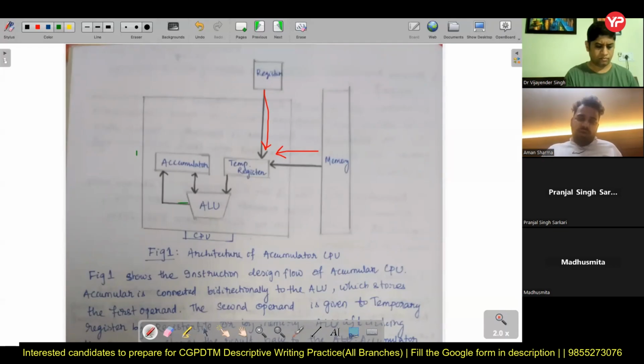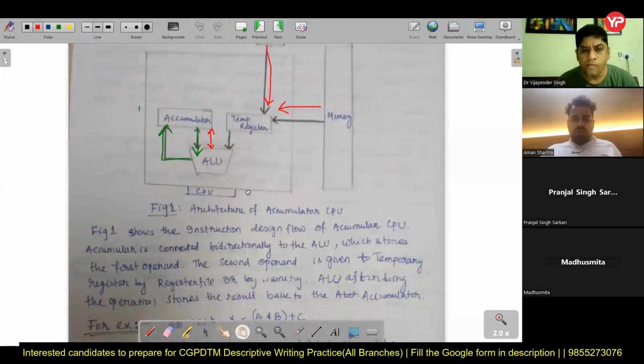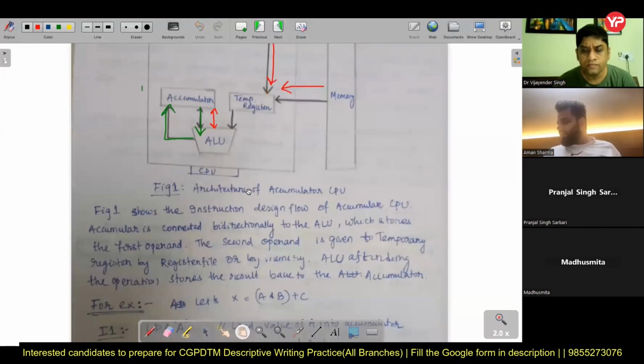Sir, so yeah. Then why are you using this arrow? Either you use this arrow as a single side arrow, or you use only one arrow with a double side implication. Okay, it is redundant, it is wrong.